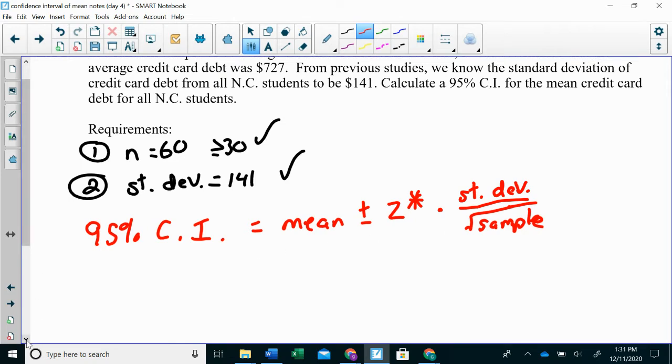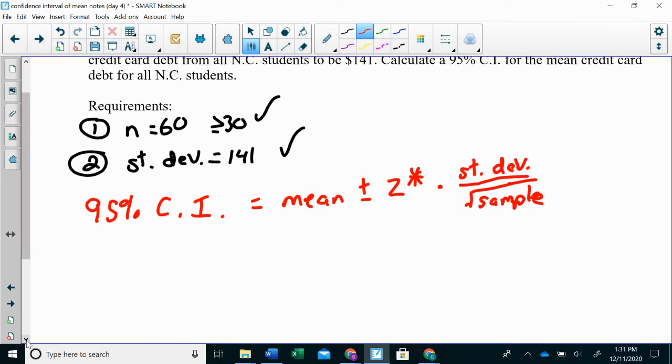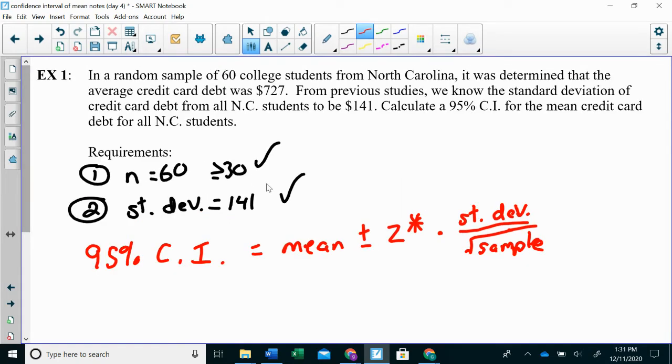It's real easy for students to get lost in all the different notations and all the different symbols. So I like to put words to those symbols. Right? So if we read back through the problem, do we know what the mean is for this problem? It was determined that the average is another word for mean. The average credit card debt is $727.